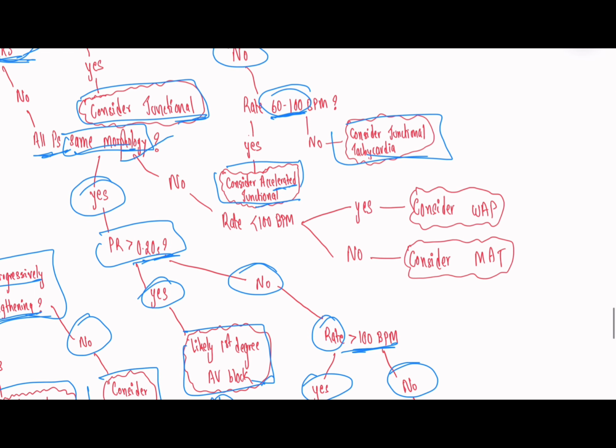And for P wave morphology, if the P wave morphology is not the same and the rate is less than 100, then we call it WAP. But if the rate is not less than 100 and we have different P wave morphology, then we call it multifocal atrial tachycardia.